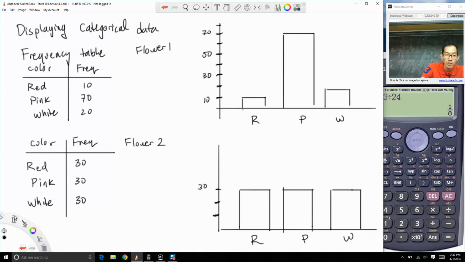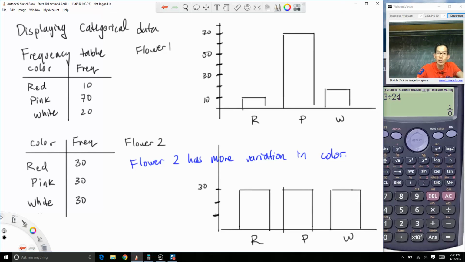The answer is flower 2 has more variation in color. Now, why is that? You might look at flower 2 and say, well, all the numbers are 30, how's that more variation? Well, when it comes to categorical variables, having your different categories equally represented is the situation with the most variation, or the most diversity in the categories.